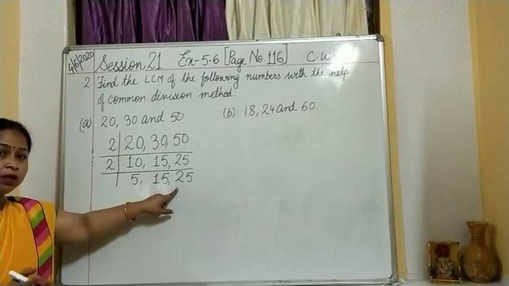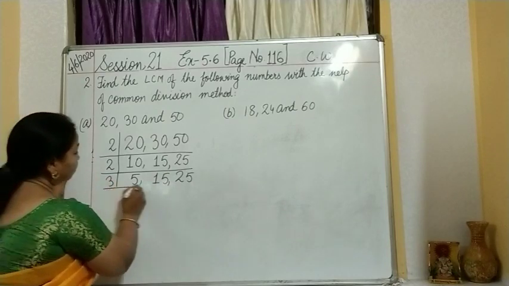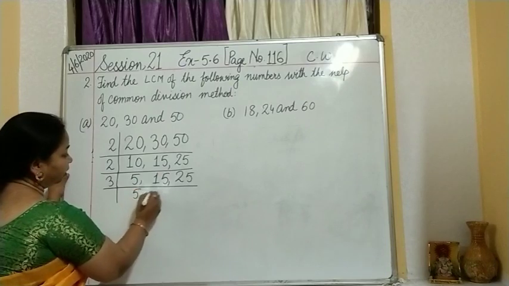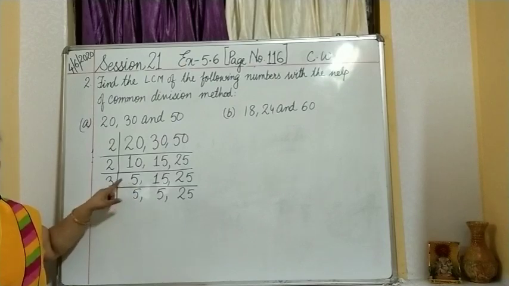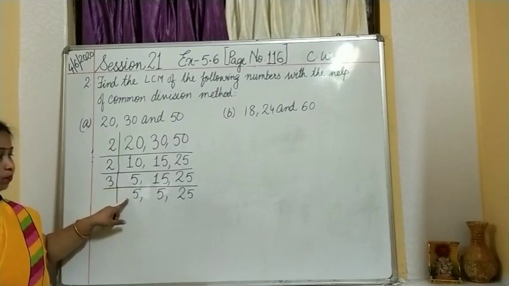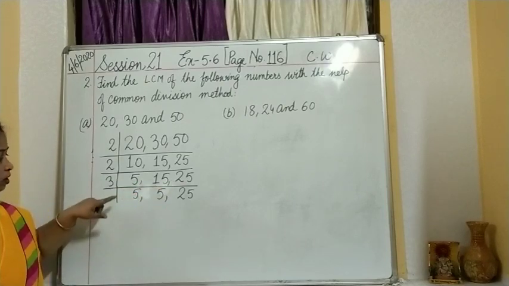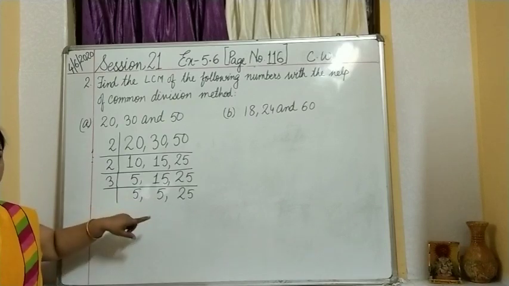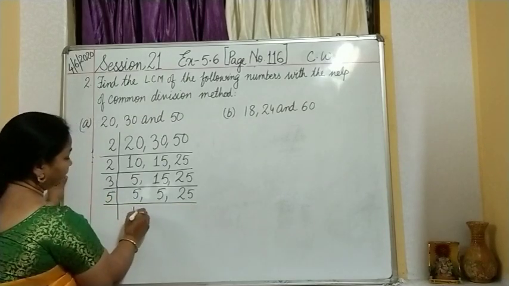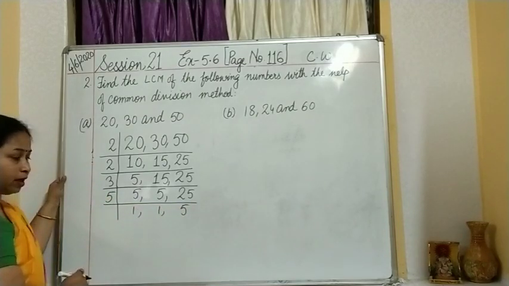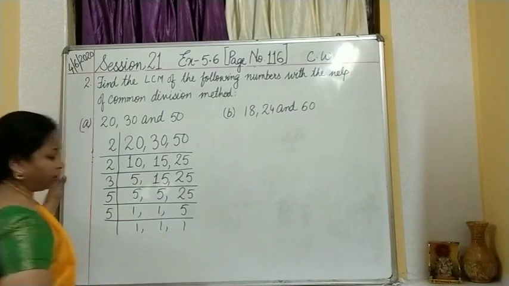Now what is the next prime number? 3. 15 is there, it is divisible by 3. So we take 3 over here, divide it, what will we get? 5, 5, 25. 5 is not divisible by 3, so I have rewritten this one. 15 divisible, 25 not divisible, so as it is. Now 5, 5, 25, all these three are divisible by 5. So we write 5 over here and then divide it. And at the last, till you get 1, you have to go on dividing it.